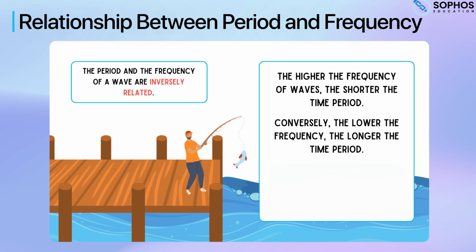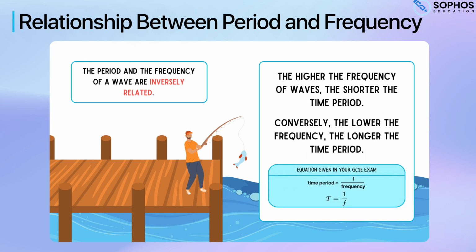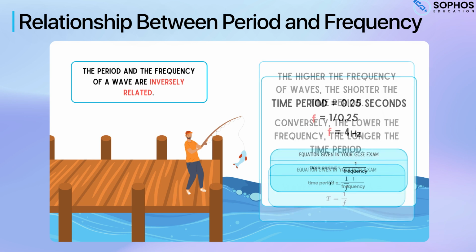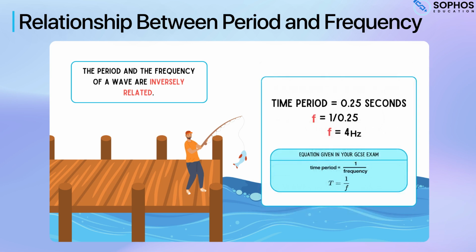Mathematically, this relationship is expressed as the time period equals 1 divided by the frequency, or the frequency equals 1 over the time period. For example, if the period of a wave is 0.25 seconds, we can calculate its frequency using the formula frequency equals 1 over the time period. So frequency equals 1 over 0.25, which equals 4 hertz. This means that the wave completes 4 cycles every second.